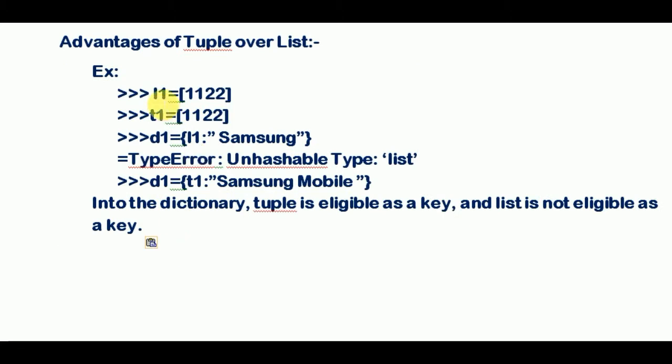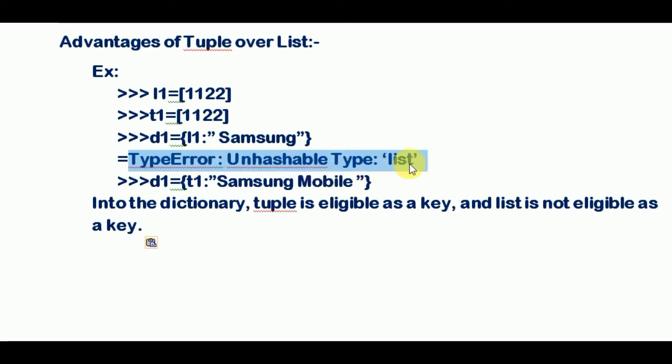Now we see the difference between list and tuples. Here we have one list which contains the value 1122, and one tuple that contains the same value. Now if we create a dictionary and use the list in the key place, and this is the value of that key, when we run this dictionary, an error will be generated.